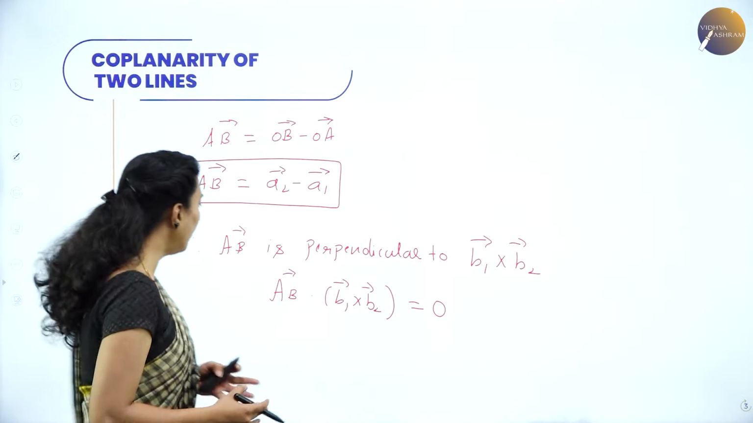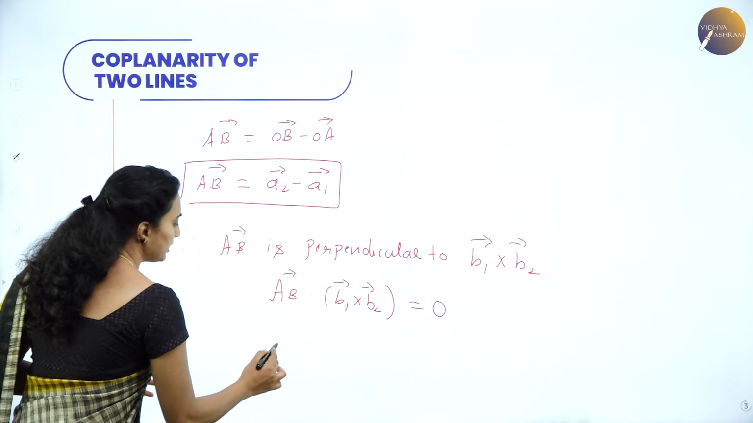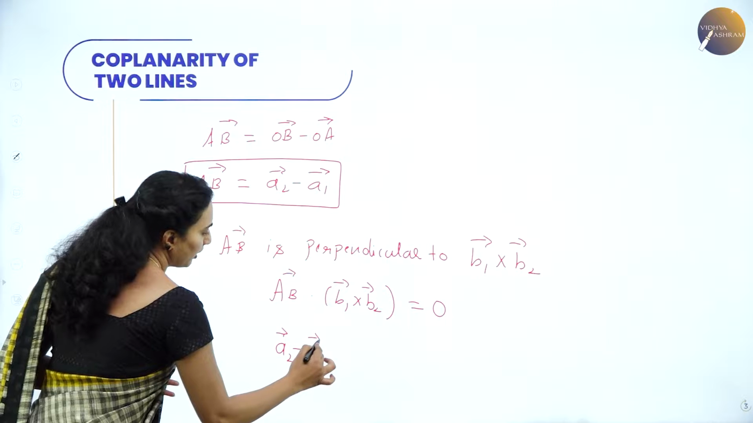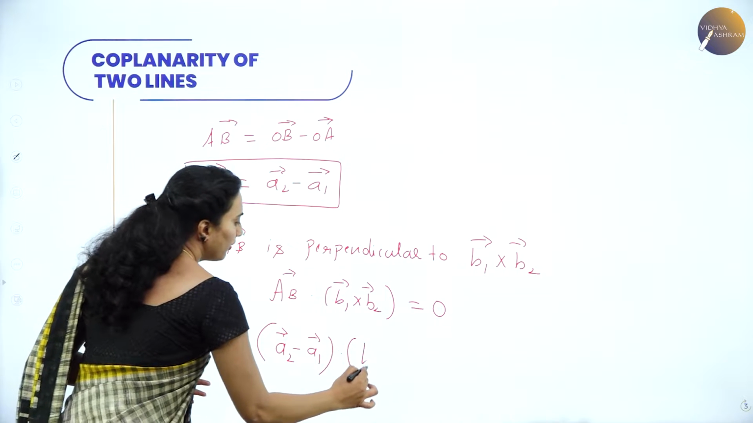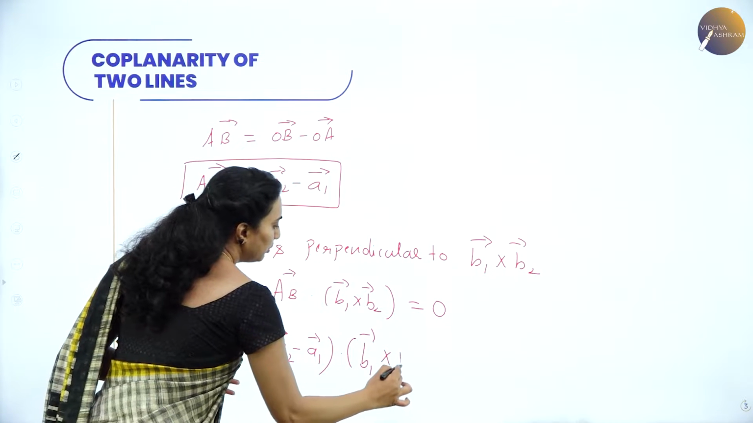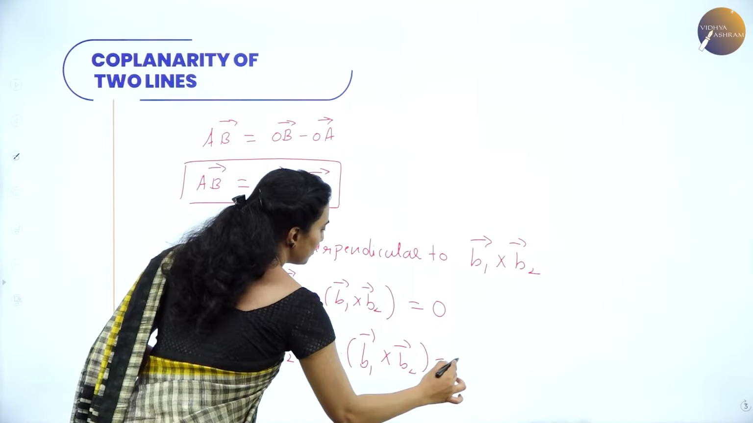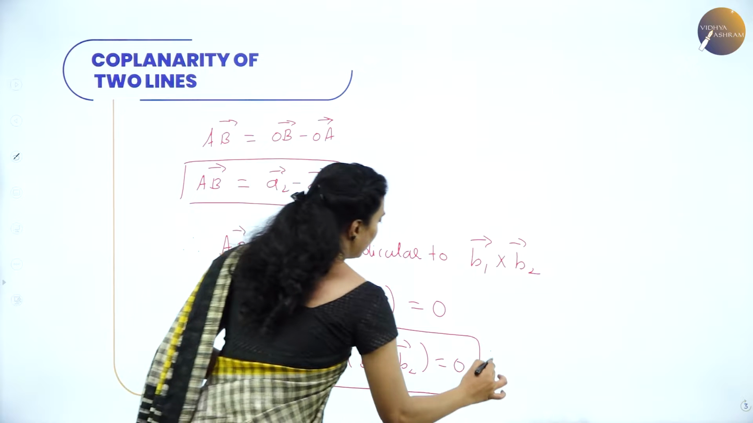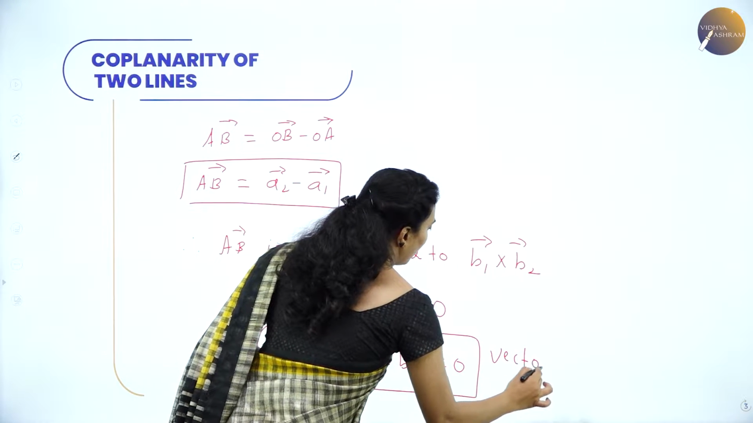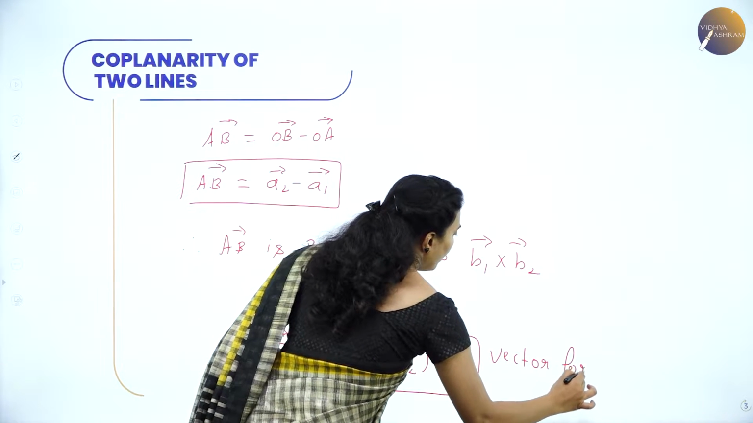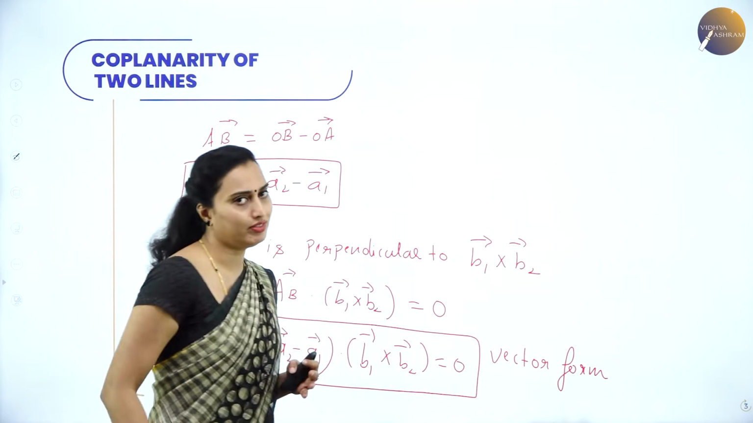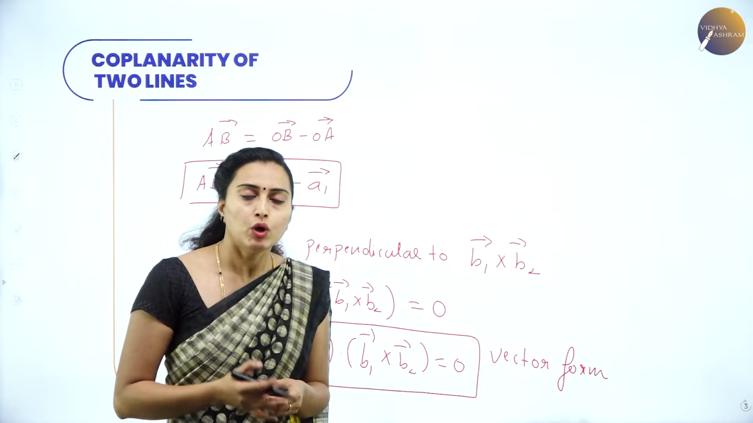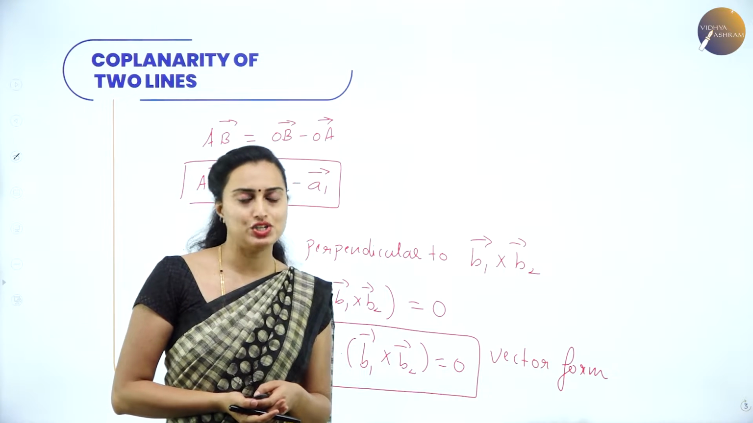Okay. Now here, AB vector you know is A2 minus A1. Therefore, substituting that, A2 minus A1 vector dot product of B1 cross B2 is equal to 0, and this is going to be known as the vector form of coplanarity of two lines. Okay, that's it. How easy to derive, isn't it? Now, we'll be moving on to the Cartesian form.